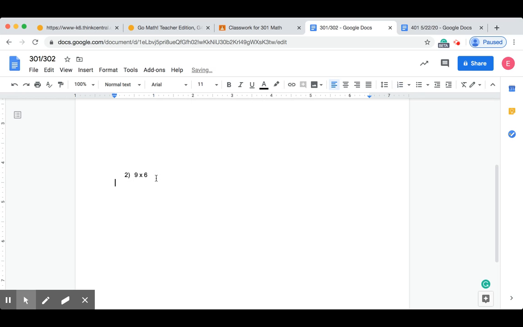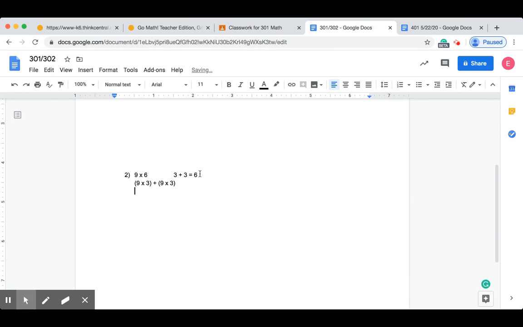Now I'm going to do the same thing for 9 times 6. I don't know what 9 times 6 is off the top of my head, but I do know what 9 times 3 is. So I'm going to use that to help me solve the problem by using the distributive property. I know that 3 plus 3 equals 6. So therefore, I can do 9 times 3 plus 9 times 3, which is the same as 9 times 6, because 3 plus 3 equals 6.